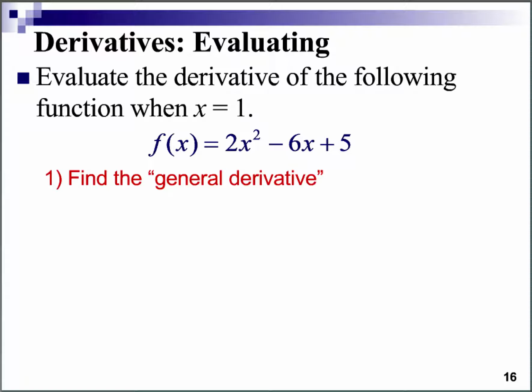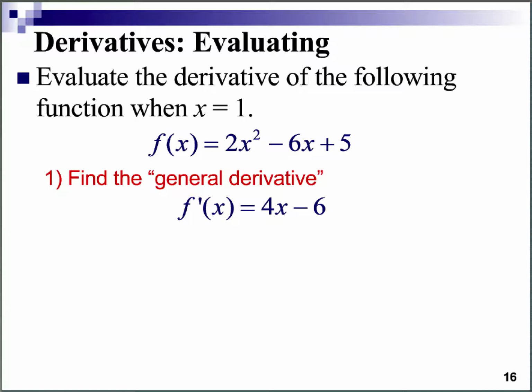The first one is to find the general derivative of the function. In other words, find f prime of x. So we're going to ignore the x equals 1 part for now, and we're just going to ask what is the derivative of f. And we know from the power rule that this particular function has 3 terms, and so we can apply the power rule to 2x squared, and then the linear rule to negative 6x, and the constant rule to 5. So the derivative of this function is just 4x minus 6.